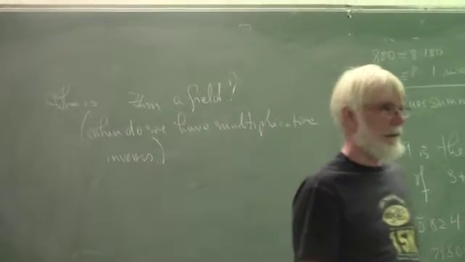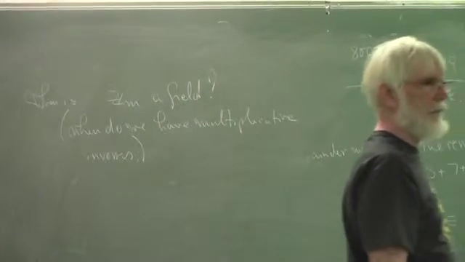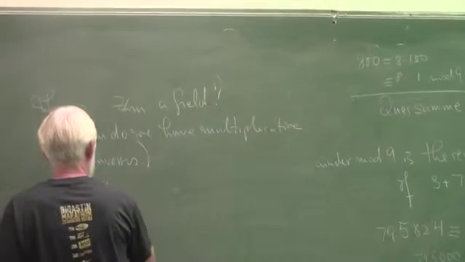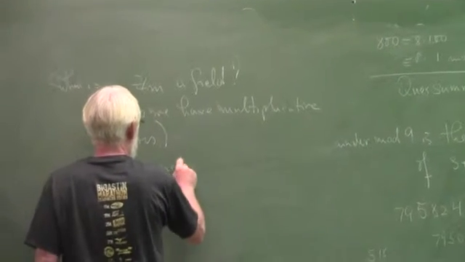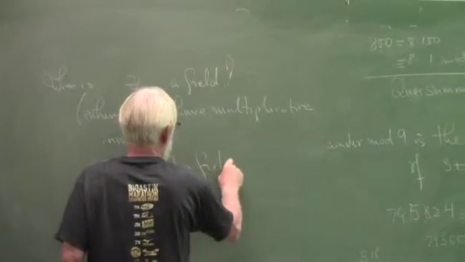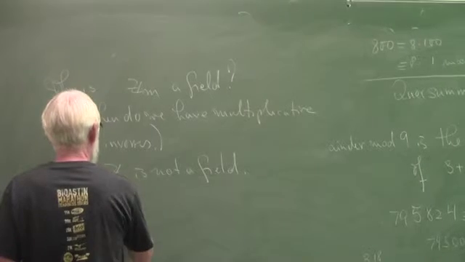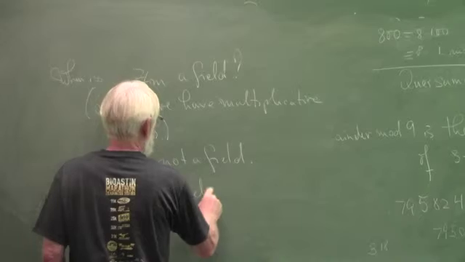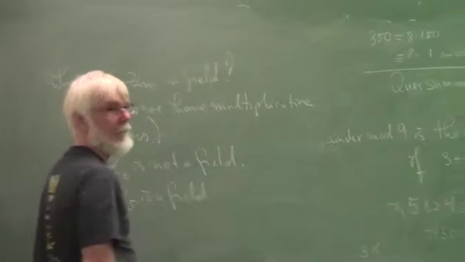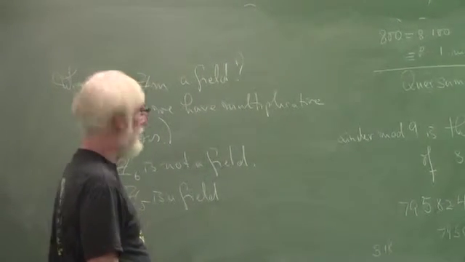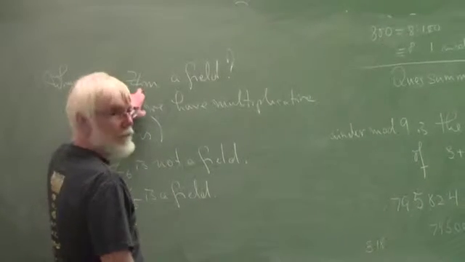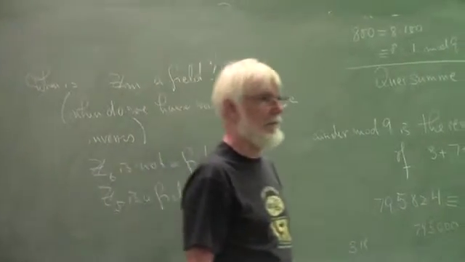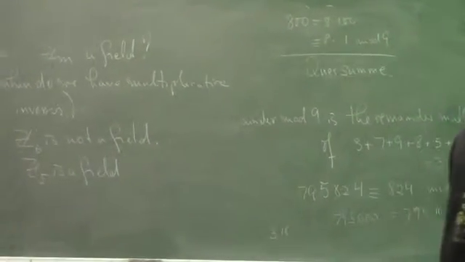Okay, and you remember we did some examples where we said the 6 is not a field, right? And maybe we did the 5 is a field. What is Z of M? This was modular arithmetic. I'm just talking modular arithmetic.